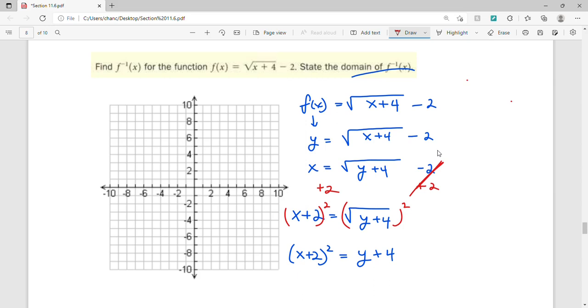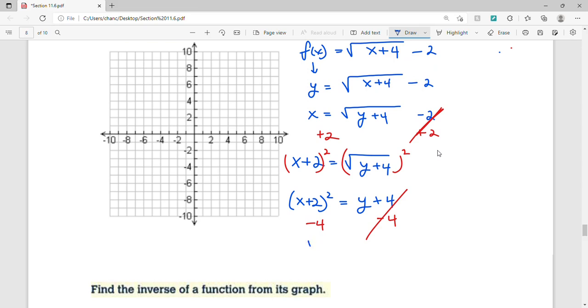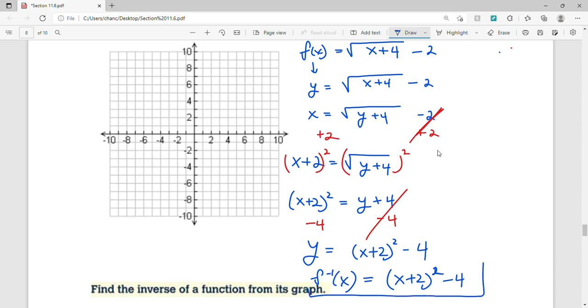We still have to solve for y, so let's subtract 4 from both sides. And this gives me y equals (x plus 2) squared minus 4. And now you can see why I didn't FOIL out (x plus 2) squared, because it's in that nice vertex form that we like. We can tell where the vertex of this parabola is. This is our final answer. F inverse of x is equal to (x plus 2) squared minus 4. So this is our solution, the inverse function.